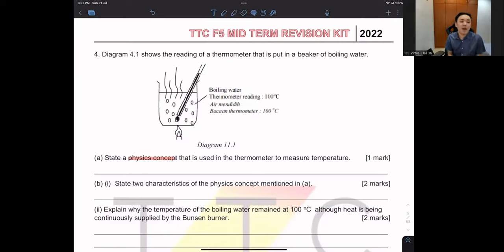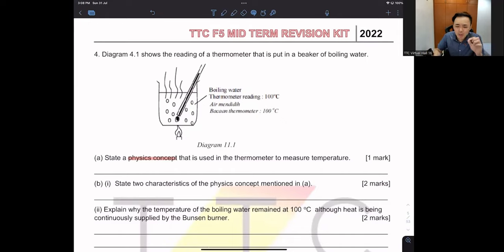Well, how do you measure temperature actually? You put a thermometer inside, right? For what? To absorb heat, and then again, as I mentioned many times, whatever object, whether hot or cold, you put them together, after a while, they achieve thermal equilibrium.